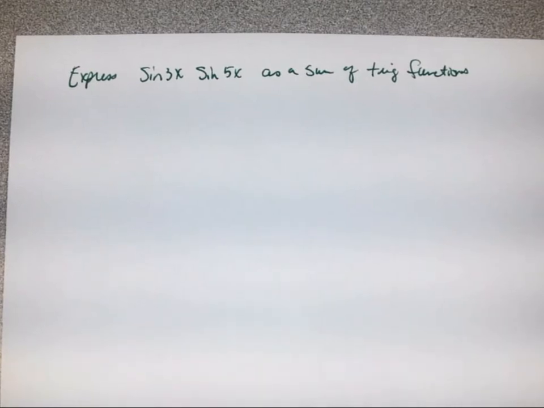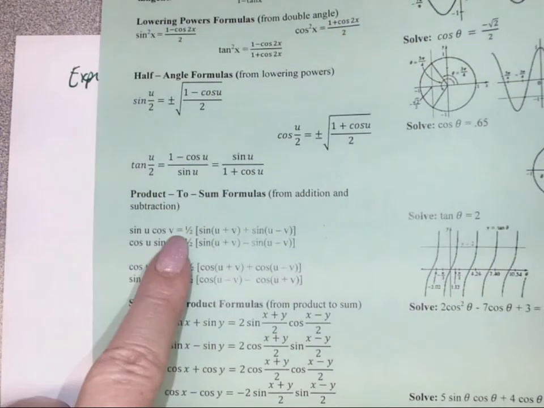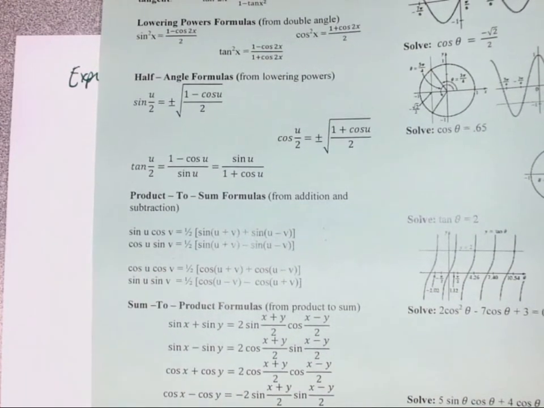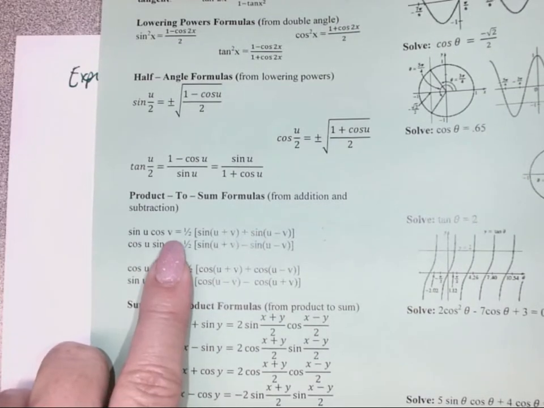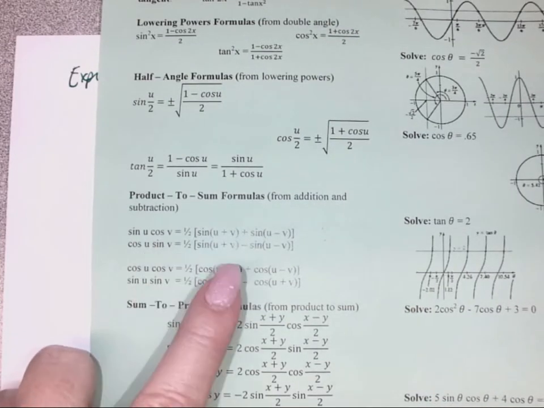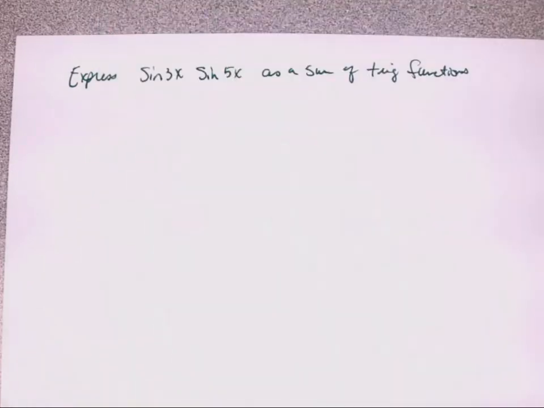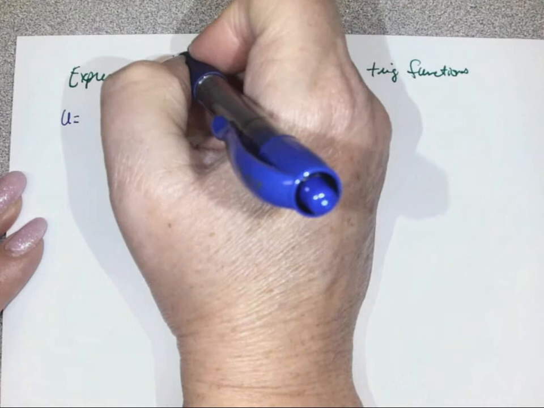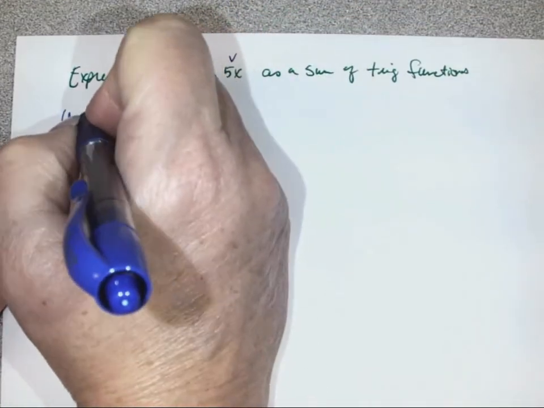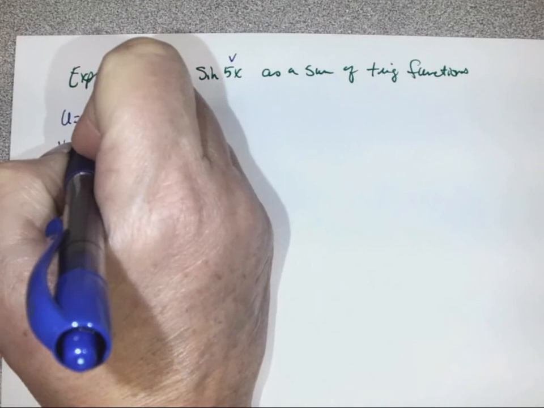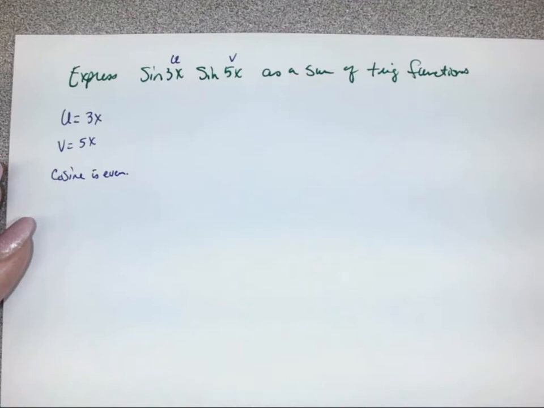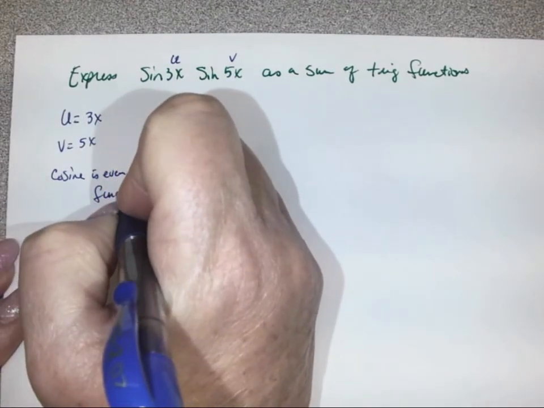All right, so the first thing you have to realize, this one they do as u and v instead of s and t. I'm not sure of the difference, but sometimes they just like using different letters. So we need to know what our u is, what our v is, and we also need to understand that cosine is an even function and sine is an odd function. That will come into play here. So our u comes first, so this will be our u and this will be our v. So u is 3x and our v is 5x, and I'm going to write cosine is an even function because we have to use that in this problem.